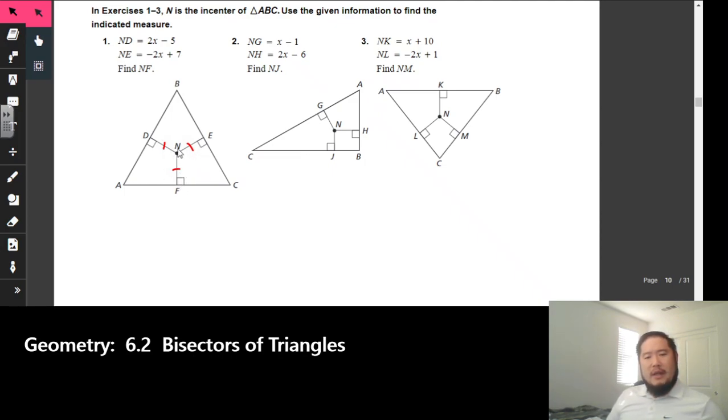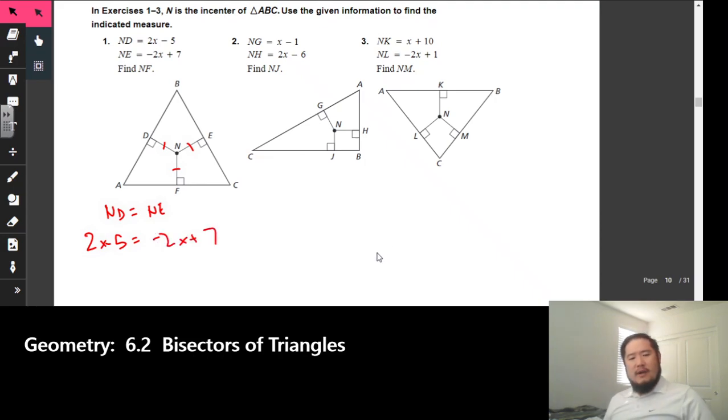So what we'll do right here, now that I know that these segments are all perpendicular, it says up here we know what ND is. ND should be equal to NE. And don't forget, that is because of the incenter theorem. So let's take ND, which is 2x minus 5, and set that equal to negative 2x plus 7. Let's solve for x. I'll add 2x to both sides, so I have 4x is equal to 12, because I add 5 to both sides. We'll divide both sides by 4, and x is equal to 3.